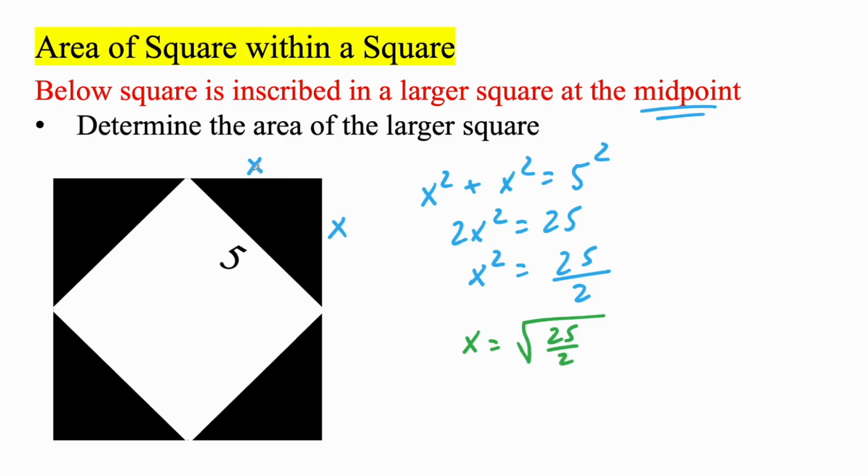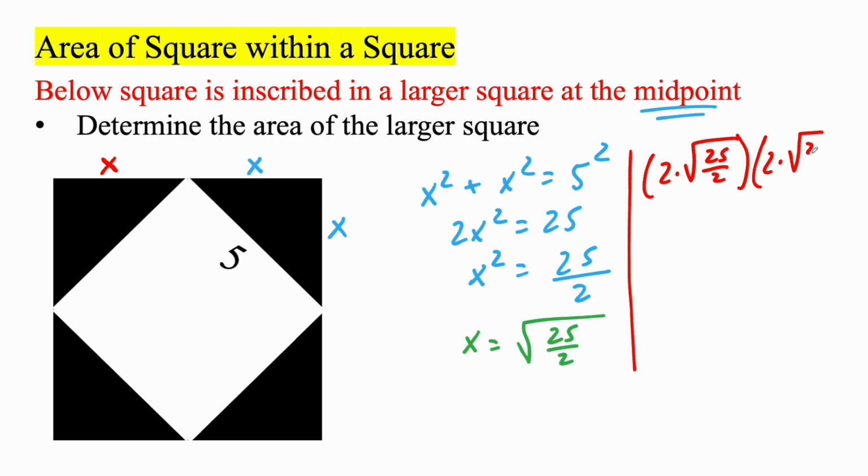So this piece right here would be the square root of 25 divided by 2, but also this piece right here would also be the same. So we have 2 times this piece for this side length. So we can say that we have 2 times the square root of 25 divided by 2, and we have a square, so this length and this length would be the same. So we'll repeat it twice. 2 times the square root of 25 divided by 2, close it.